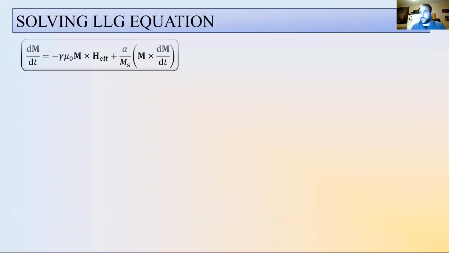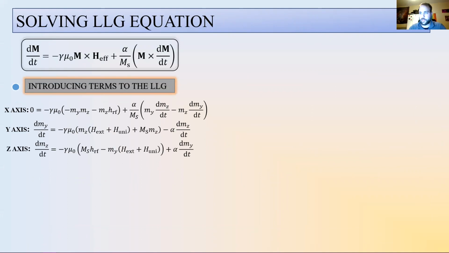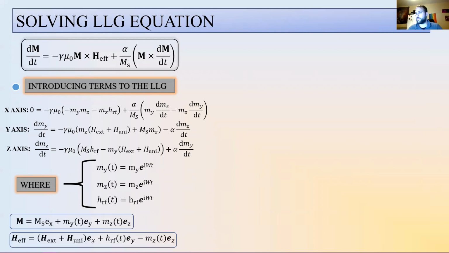So we need to solve the LLG equations by taking these assumptions, and since we know the M and the H effective values, we can start by introducing these terms to the LLG equation. The LLG equation separates into 3 sets of differential equations, and since there is no change in the x direction of the magnetization vector, we can cancel out this term, where our terms are separated into their subterms like this.